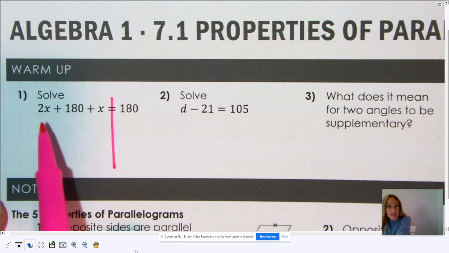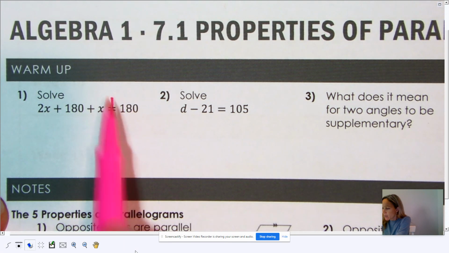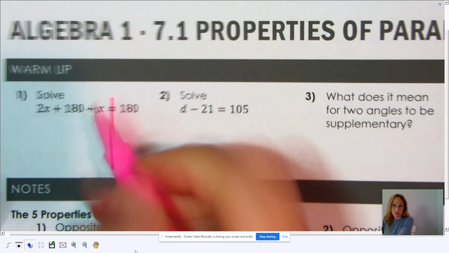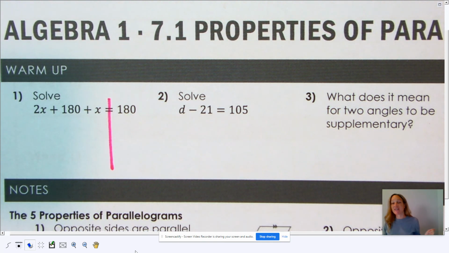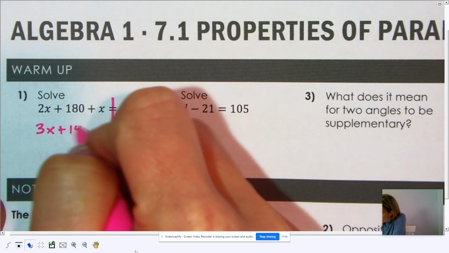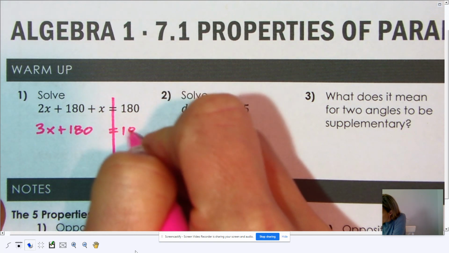We're going to combine like terms. So I'm putting a line there because that represents where our equation is exactly evenly balanced. So whatever we do to one side, we have to do to the other side. With the exception of combining like terms, we're not moving anything from one side or the other. We can just put those together. Okay, so if I have two x's and one x, that gives me 3x's plus 180 is equal to 180.